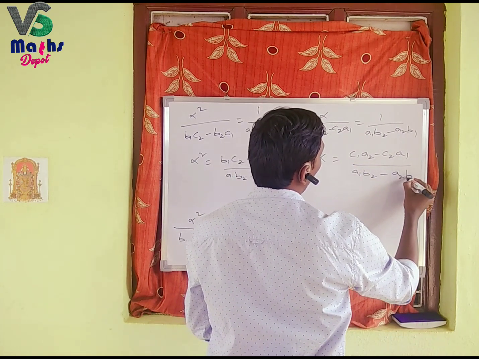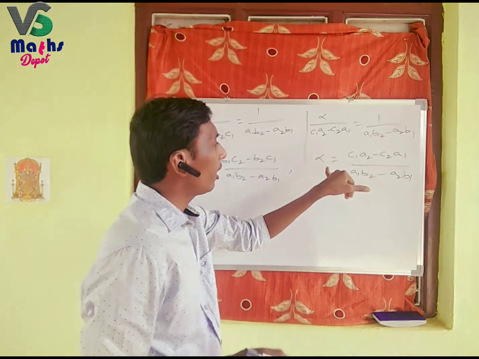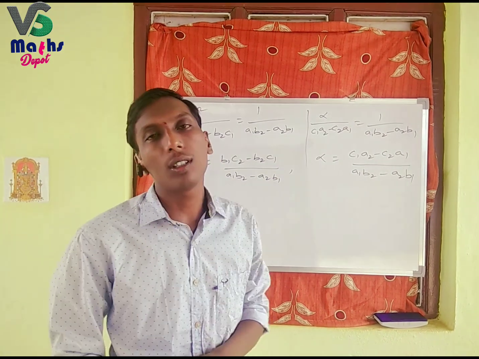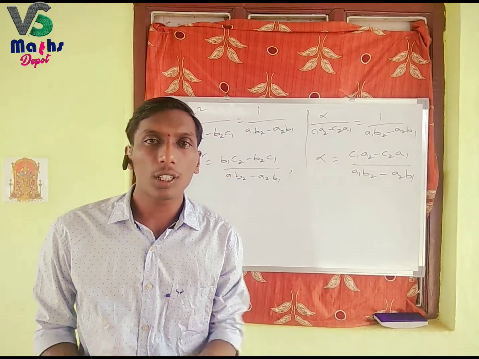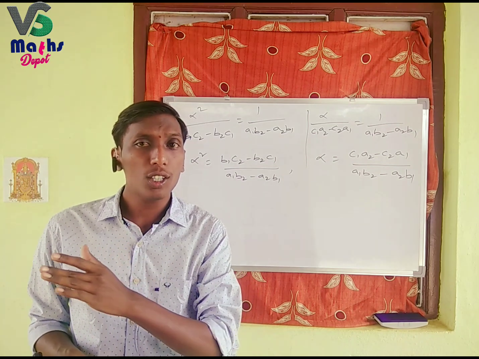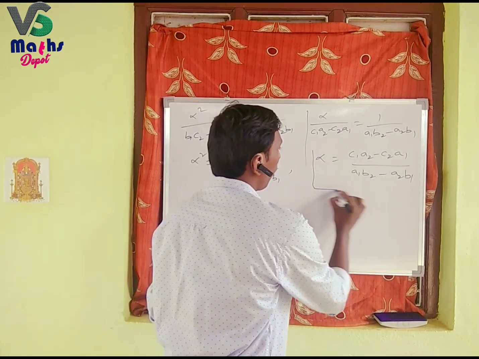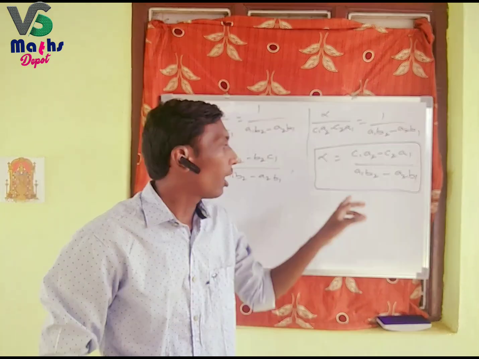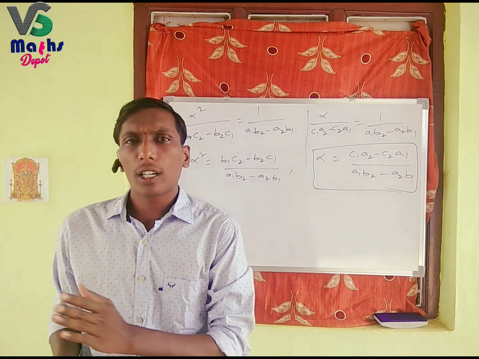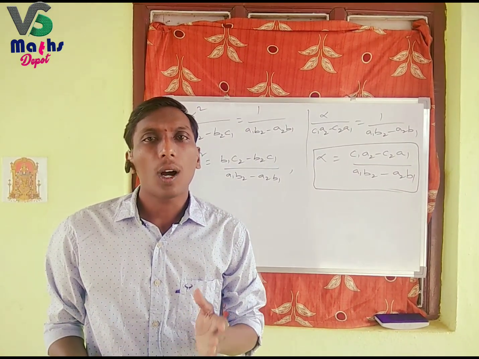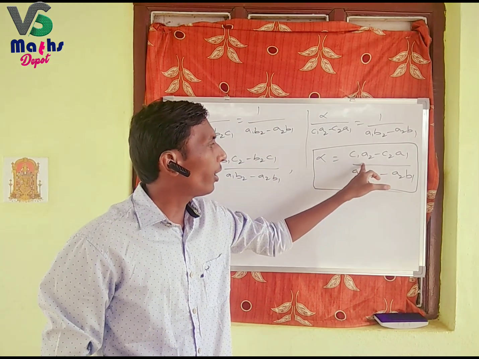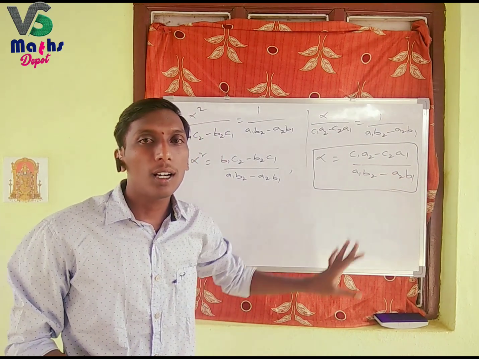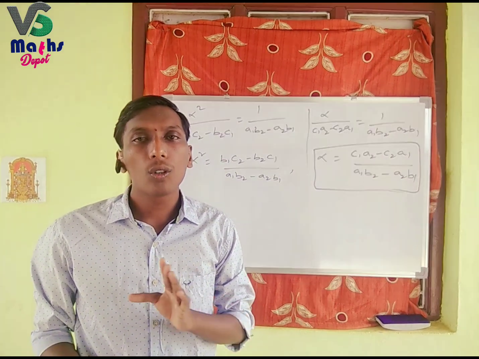Previously, we considered alpha as the common root of both quadratic equations a1x square plus b1x plus c1 is equal to 0 and a2x square plus b2x plus c2 is equal to 0. Therefore this alpha is the common root of both given quadratic equations. If they give two quadratic equations and ask you to find the common root, the formula is c1 a2 minus c2 a1 by a1 b2 minus a2 b1. That is the formula for finding the common root of both quadratic equations.